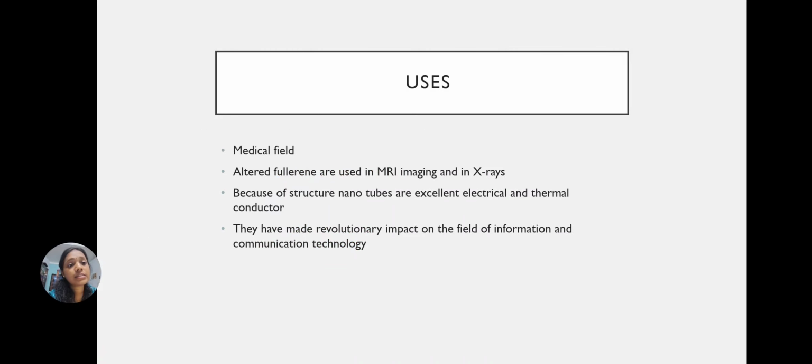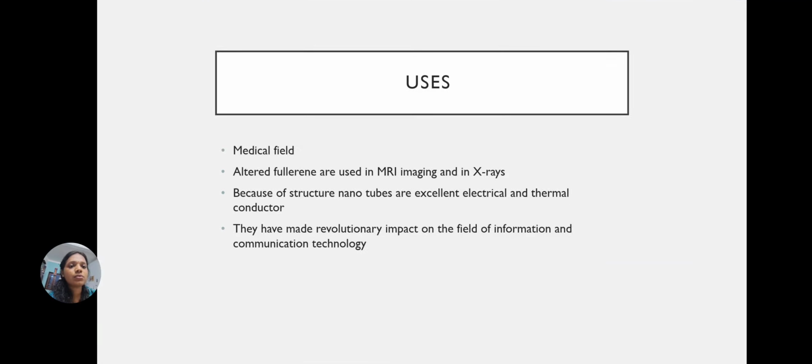Let's discuss their uses. Fullerenes are used in the medical field, and altered fullerenes are used in MRI imaging and in X-rays. Because of their structure, nanotubes are excellent electrical and thermal conductors. They have made an evolutionary impact on the field of information and communication strategies. Okay, so we come to the end of this lesson. We discussed the allotropes of carbon, mainly the crystalline allotropes of carbon.